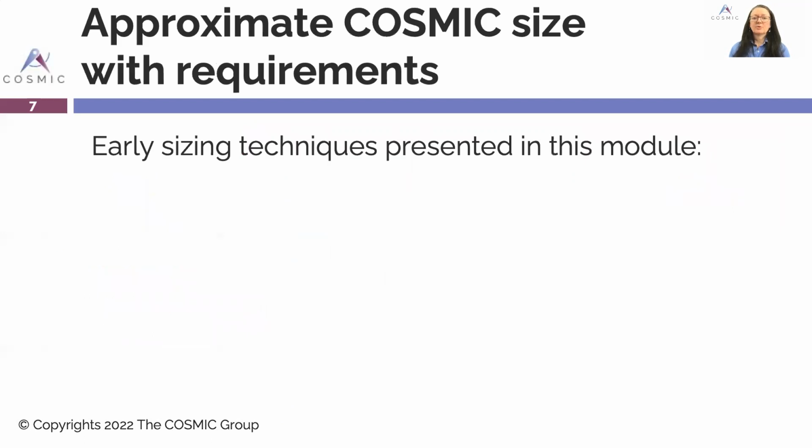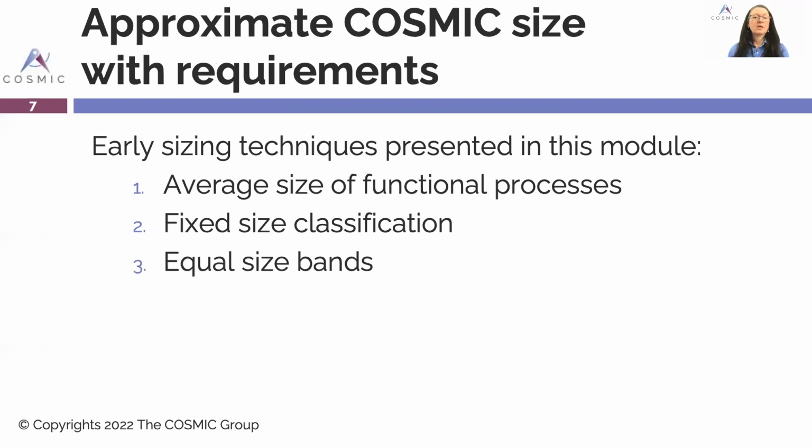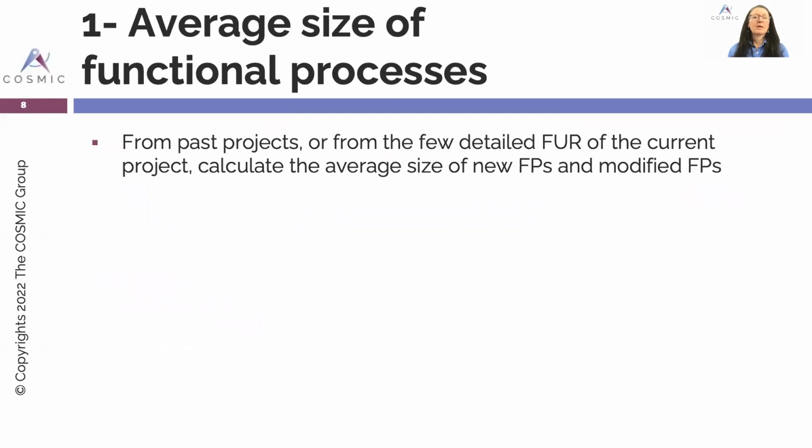Now, in this module, the early sizing techniques that we will see are the average size of functional processes, the fixed size classification, equal size bands, average size of use cases, and early and rapid sizing. Now, first technique, average size of functional processes.